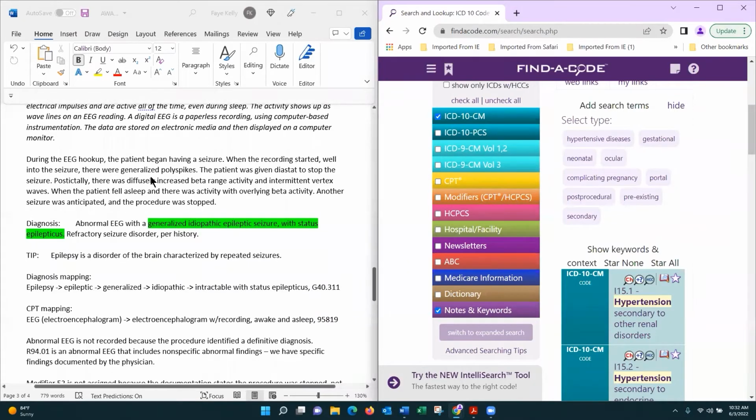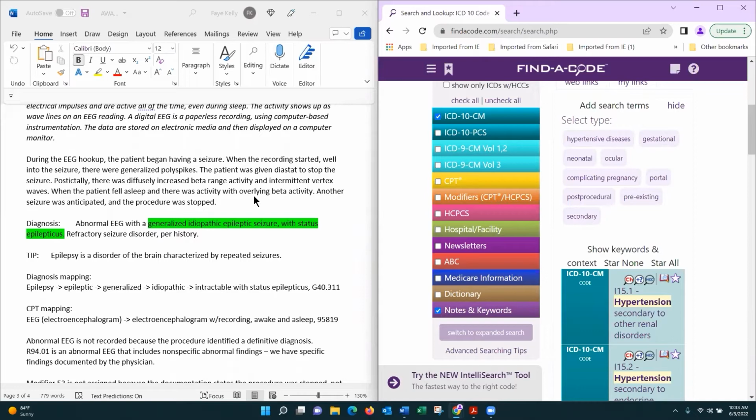Then we see that during the EEG hookup, the patient began having a seizure. When the recording started, well into the seizure, there were spikes, which means the waves were elevated. The patient was given diastat, which stops the seizure. We can see postictally there was diffusely increased beta range activity and intermittent vertex waves. Just means that there was a lot of activity going on in that graph. It's a graph, and it's like an EKG if you've seen that before. It's where the lines are going up and down.